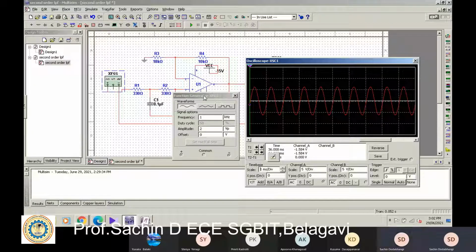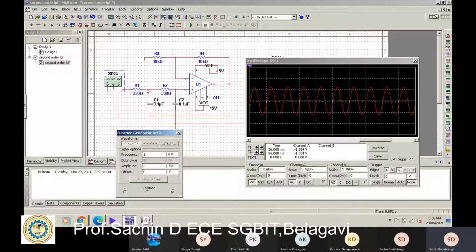So here at the input side, op amp. At the input, in the non-inverting terminal, I have connected a low pass filter, a second order low pass filter. First order consists of only one resistor and one capacitor, whereas second order consists of two resistors and two capacitors. The voltage is very less, so that's why we take an amplifier with an appropriate gain.